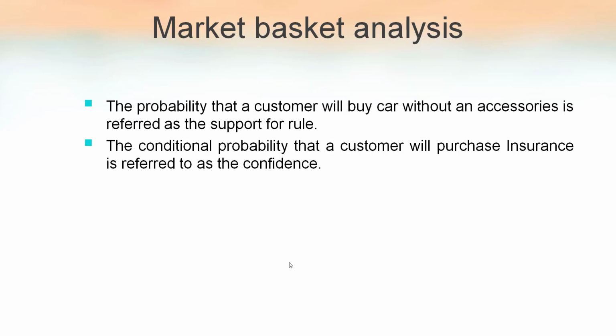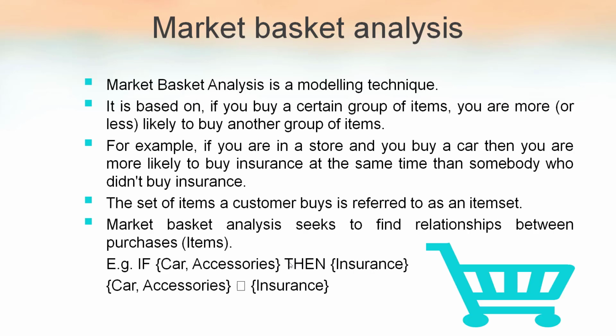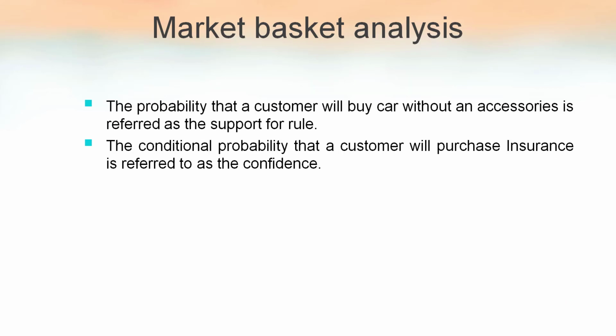The probability that a customer will buy a car and accessories is referred to as the support. In the next PPT, we will see the example to find the support. The conditional probability that a customer will purchase insurance is referred to as the confidence. In this market basket analysis, you need to remember three things. This is a rule: if a person is buying a car and accessories, then that person will buy insurance. Then here we are finding two things, support and confidence.